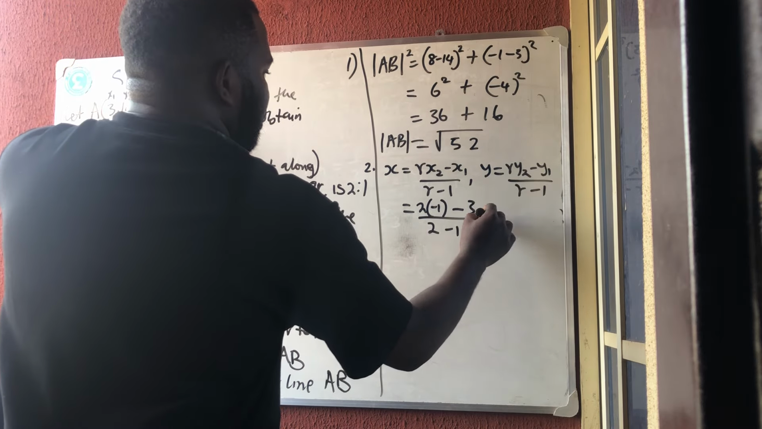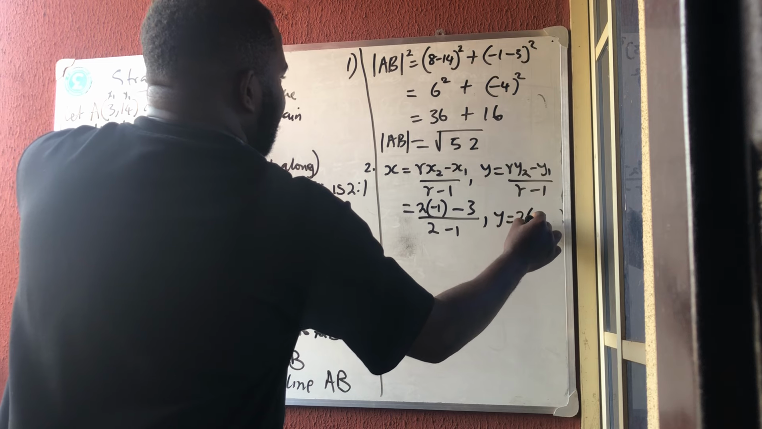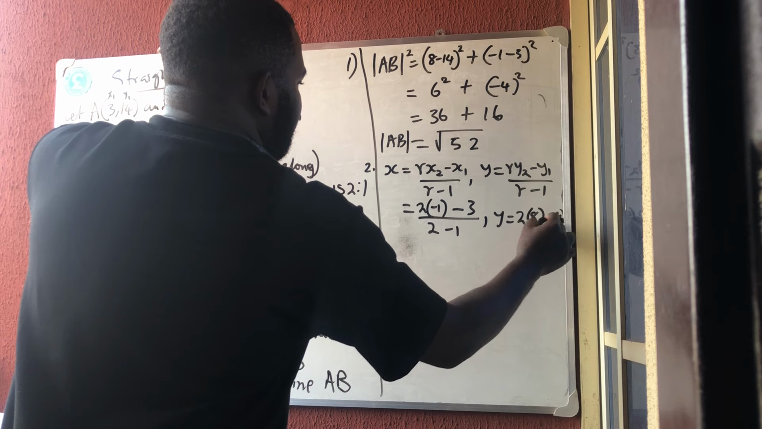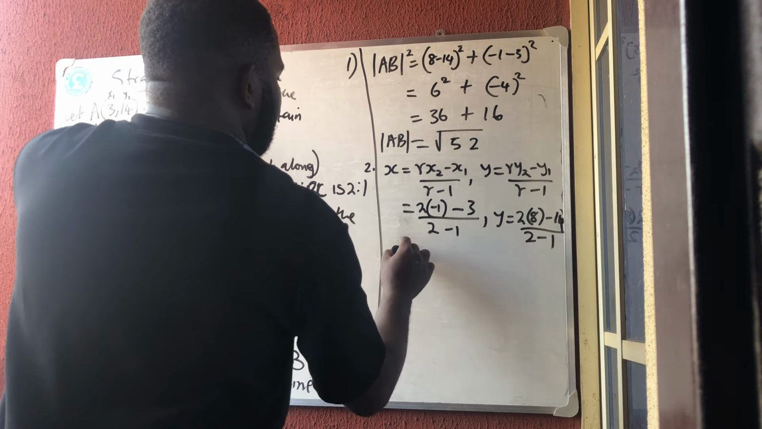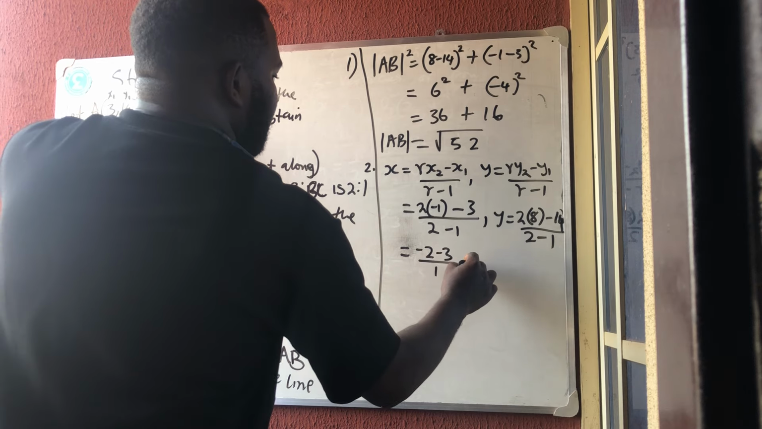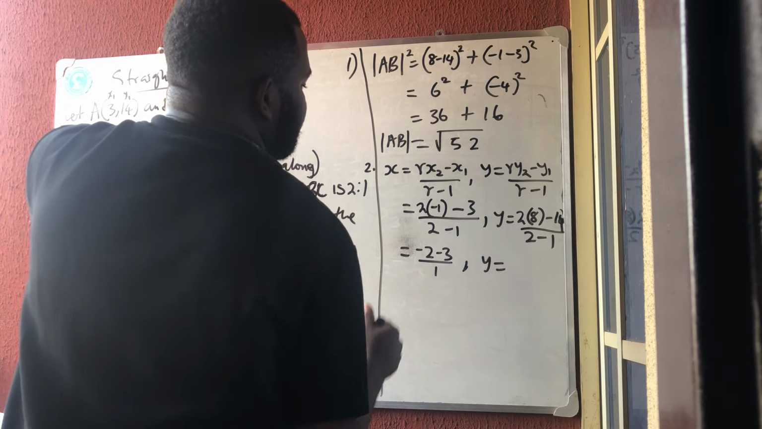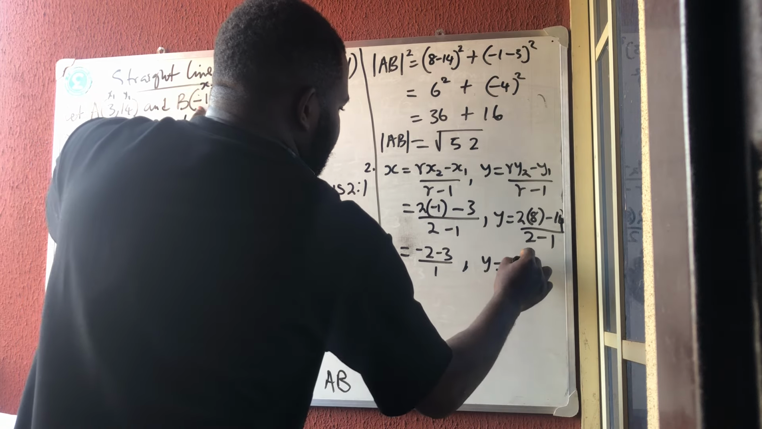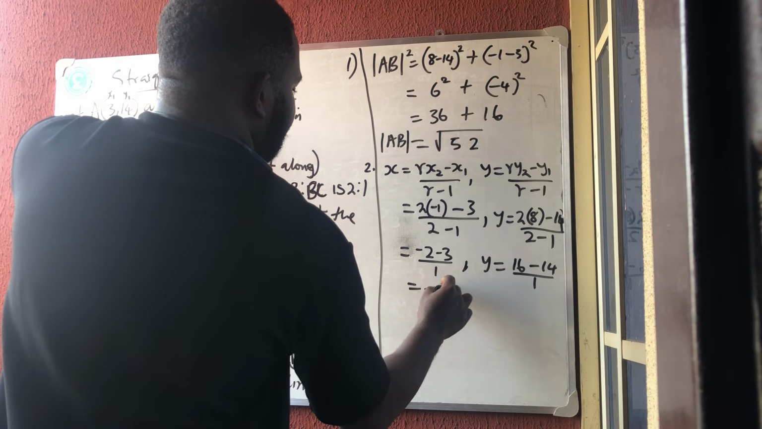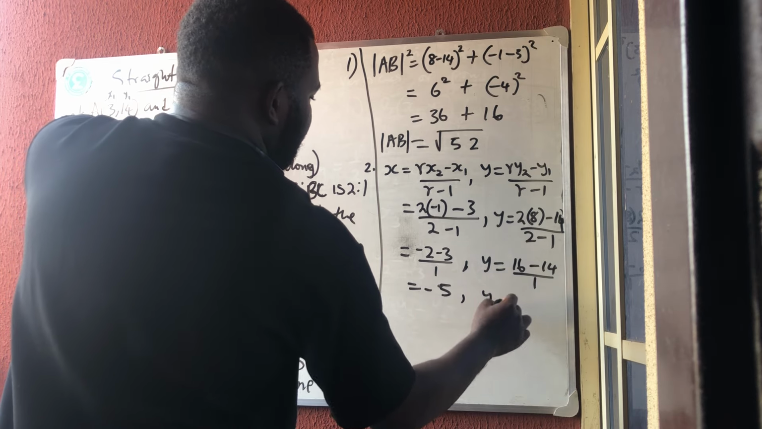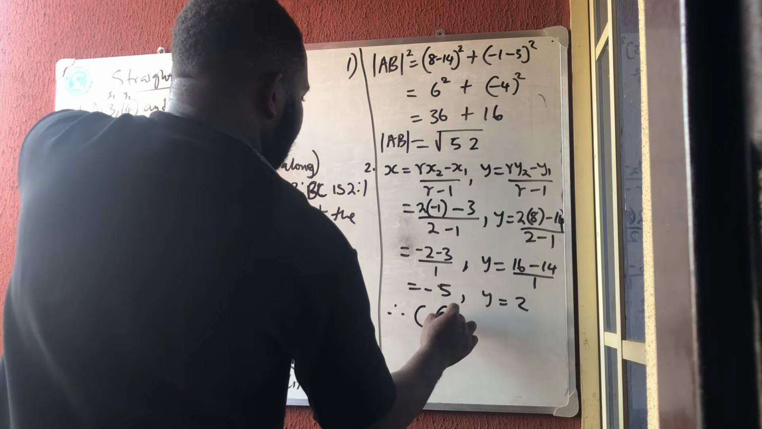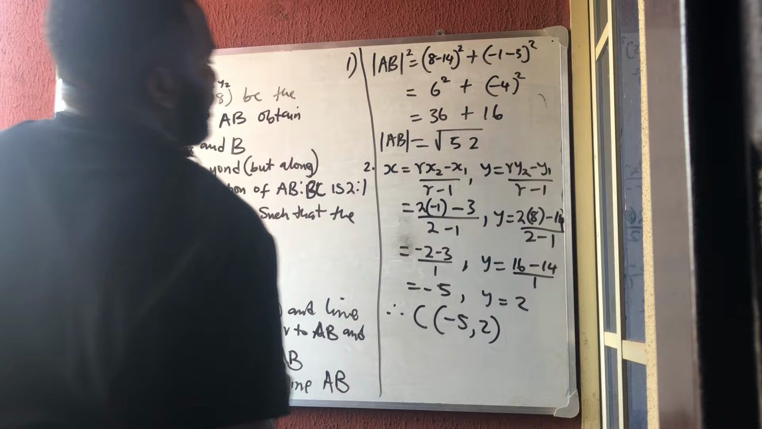So here I'm going to have for y, 2 brackets 8, then minus 14, all over 2 minus 1. So I'm having this time, this will give you minus 2 minus 3 all over 1. And my y this time is 16 minus 14 over 1. So I'm having minus 5 comma, for y will give me 2. So therefore the point C should be what? Minus 5 comma 2. You see, as simple as that.